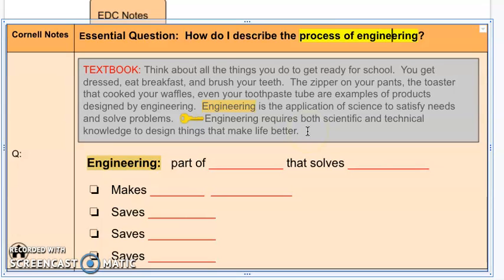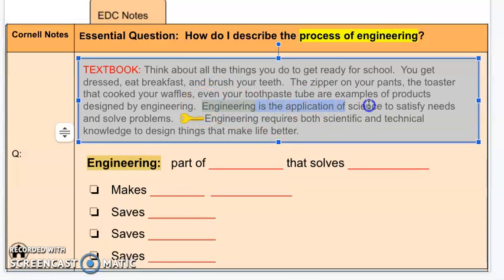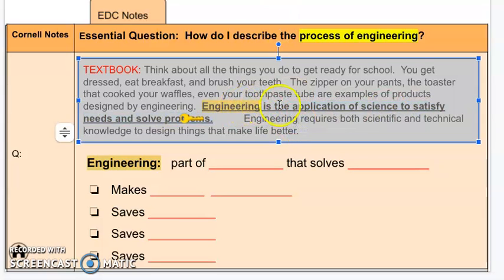Now, there are two sentences that are not examples that we should highlight and underline. You can probably guess what they are because the beginning of one is highlighted, the beginning of the other has a key, which means it's a key detail. So here we go. Engineering is the process. We are going to bold and underline that because that is what engineering is. Also, I'm going to move this little guy over. Engineering requires both scientific and technical knowledge to design things to make life better. I'm also going to underline that one.